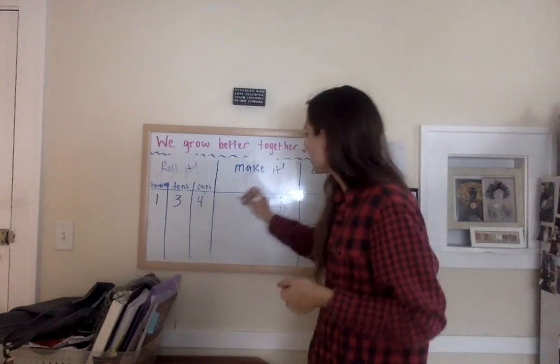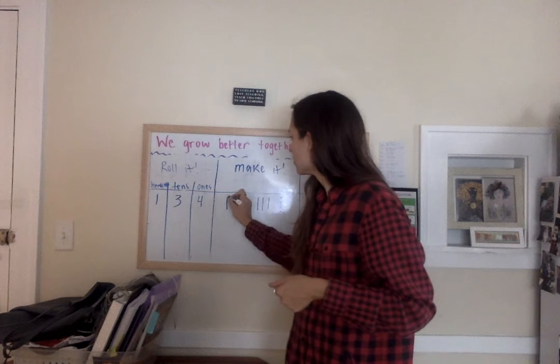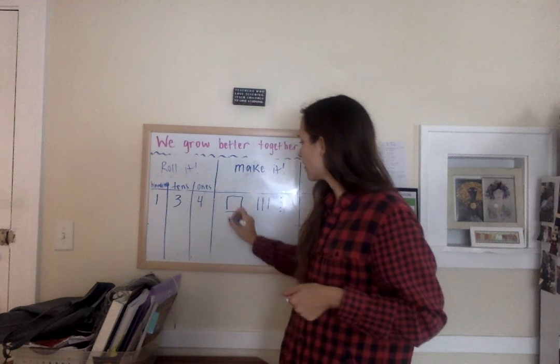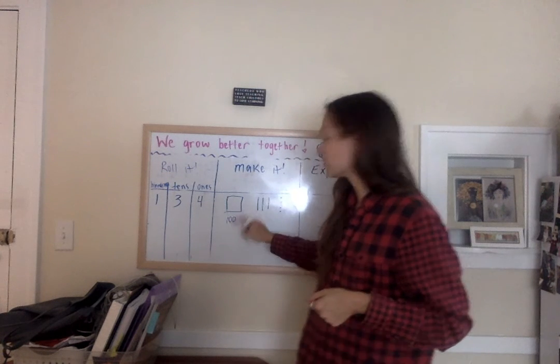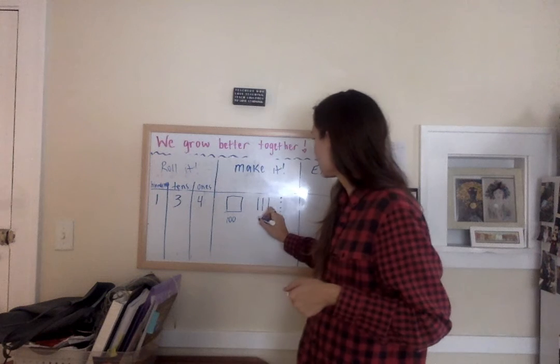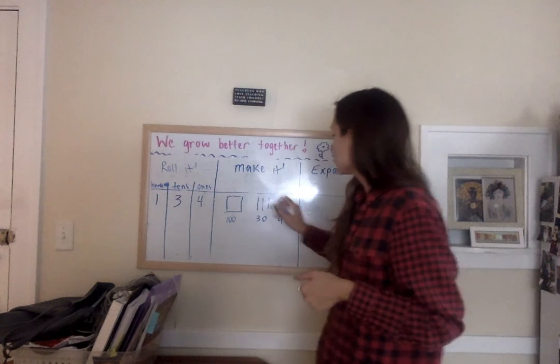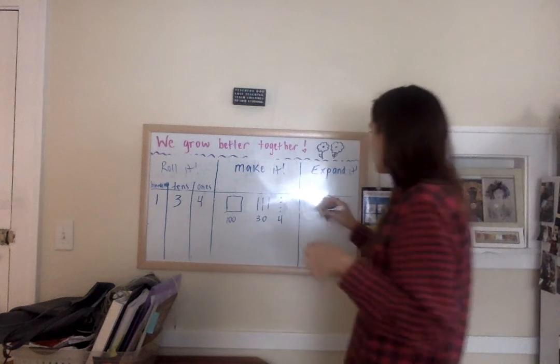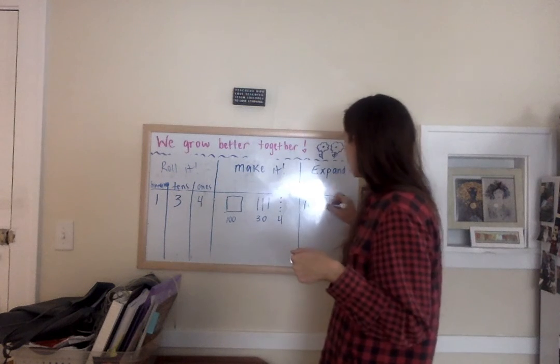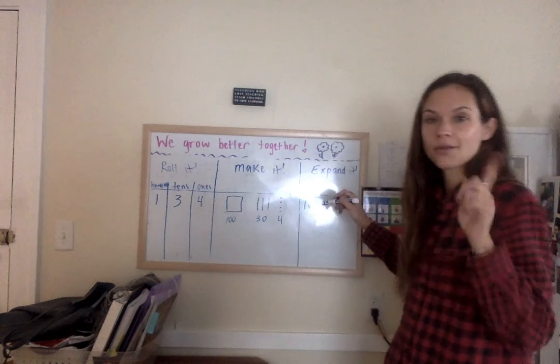And to show it on here, you just make a square. So we have 100, 30, 4. So when I expand it, I would write 100 plus what? 30 plus 4.